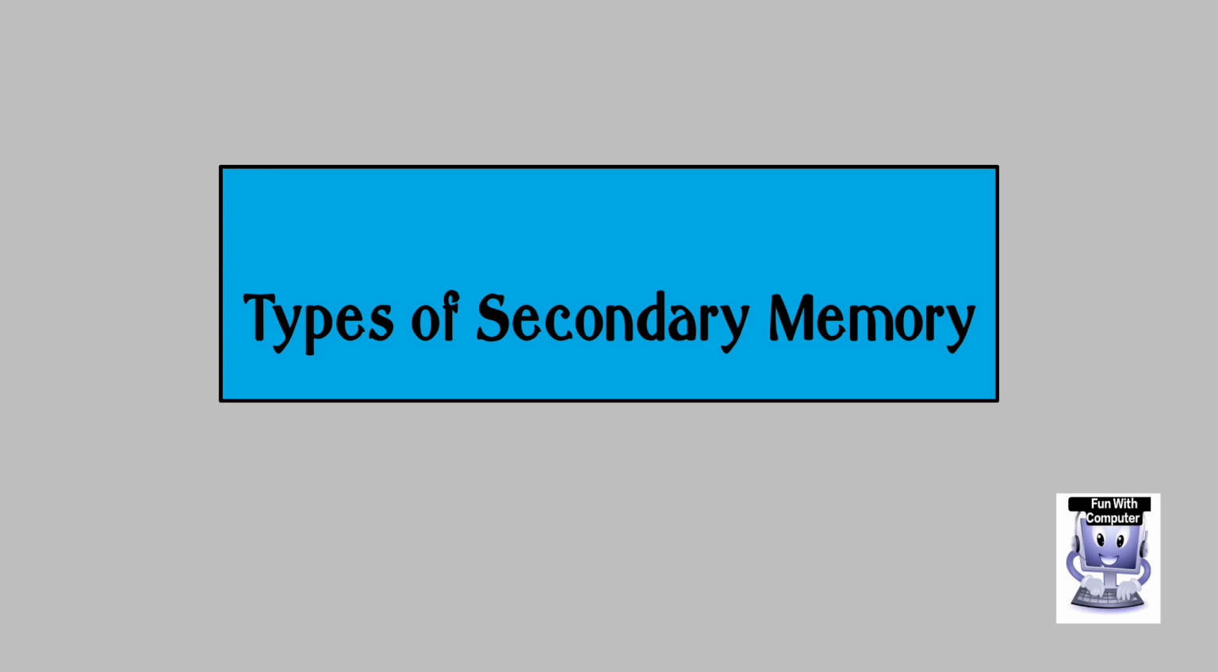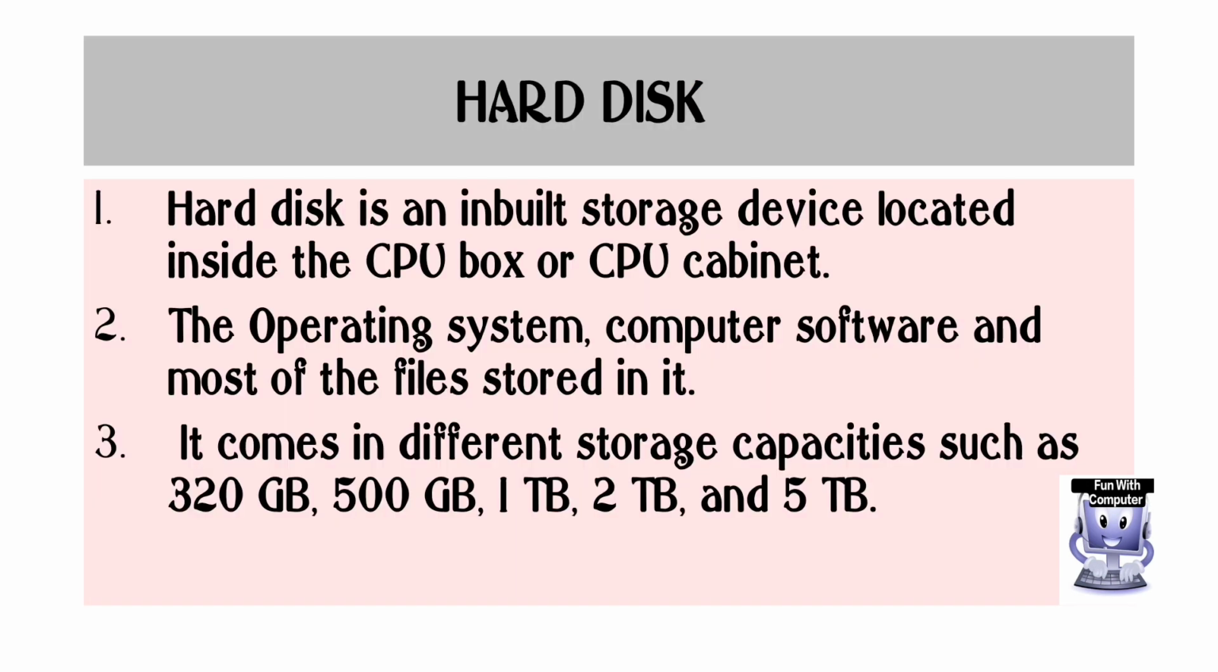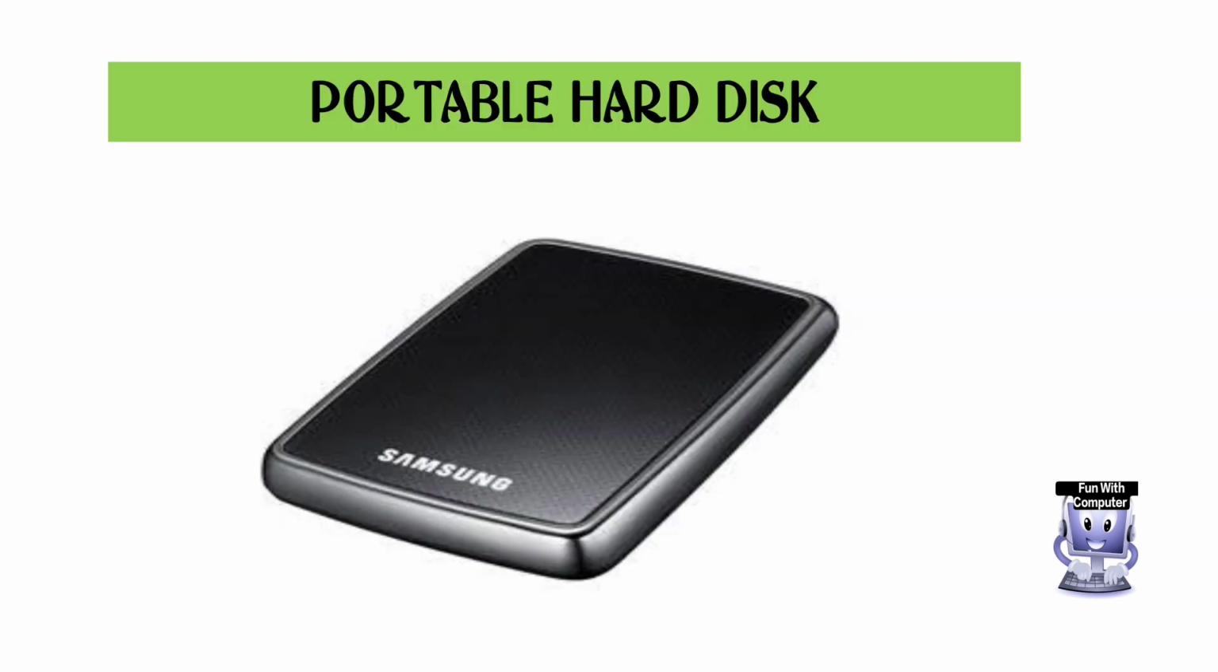Now, types of secondary memory. First type is hard disk. It is an inbuilt storage device located inside the CPU box or CPU cabinet. The operating system, computer software and most of the files are stored in the hard disk. It comes in different storage capacities such as 320 GB to 5 TB.